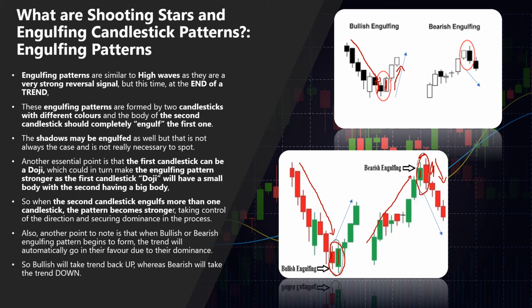Here is the opposite, bearish engulfing. This time, at the end of an uptrend, you see two candlesticks, which is engulfing. Now this time the bearish candle is engulfing the bullish candle. The bullish candle is smaller than the bear candle. The bear candle is the black one.